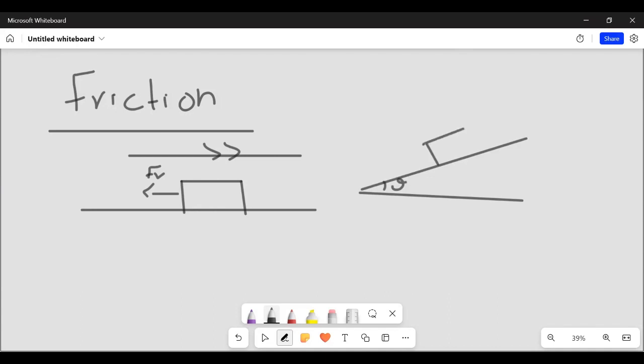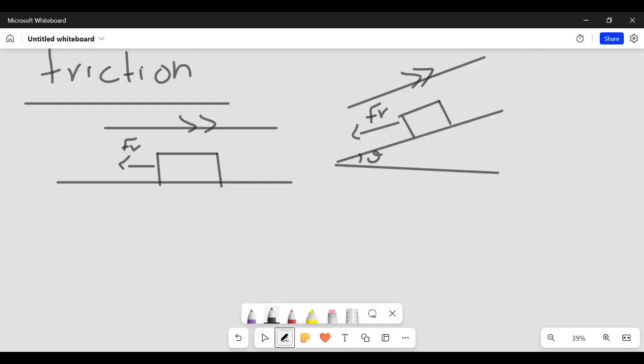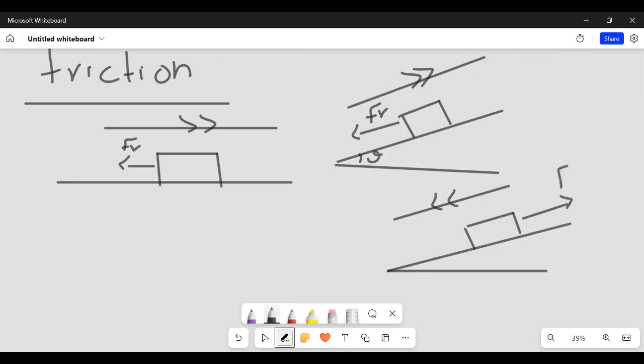Then if the object is inclined, and let's say the object is moving upwards, then we know that the friction needs to point downwards. And similarly, if on an inclined surface, an object is moving downwards, then the friction should point upwards.